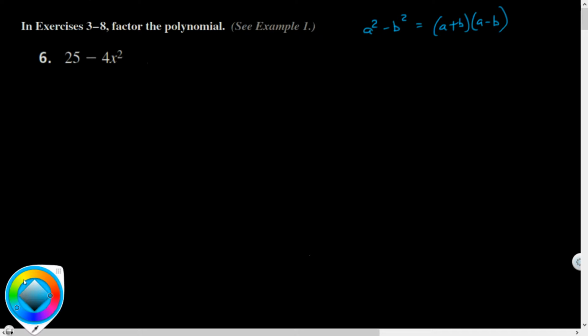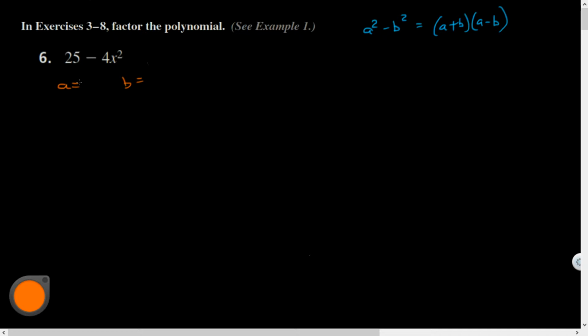In order to match the pattern, I get suspicious this might be a pattern when I realize, hey, this has two terms and my pattern has two terms. And then I realize 25 and 4x squared are perfect squares. So now, in order to use the pattern, I've got to say what A and B might be.